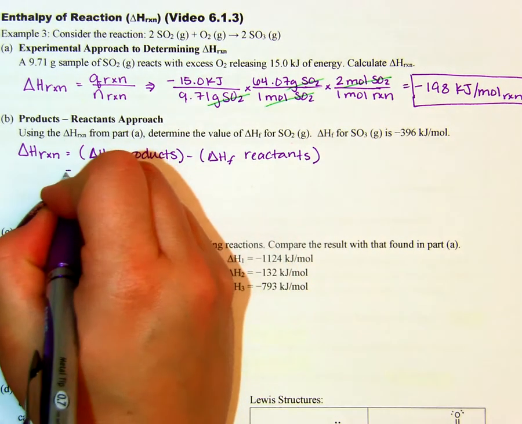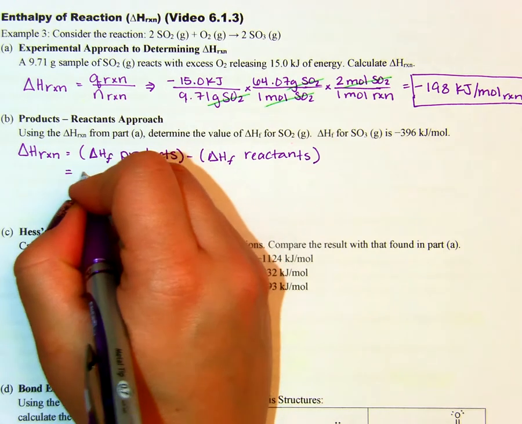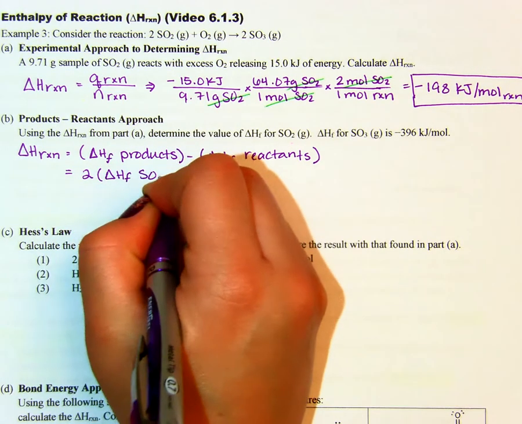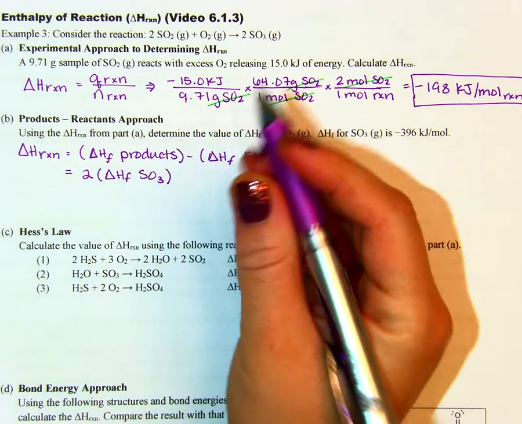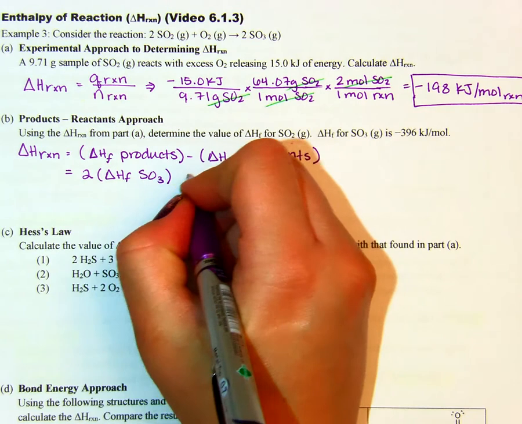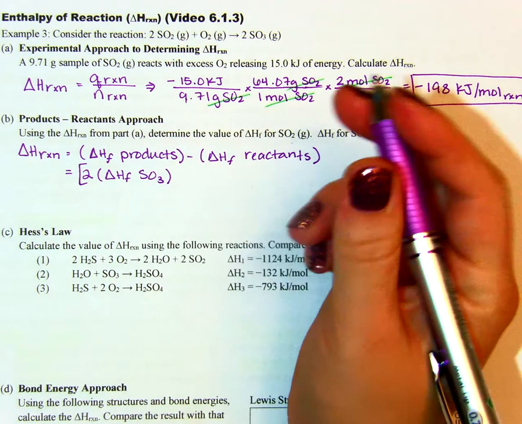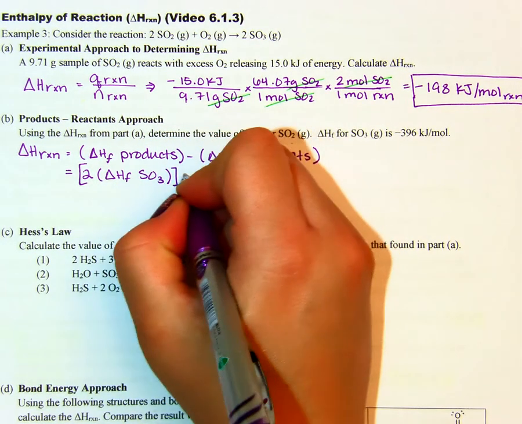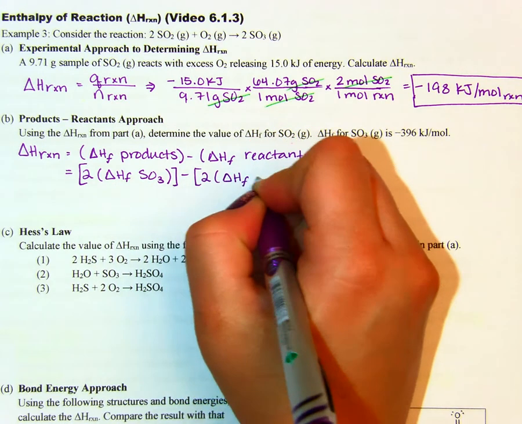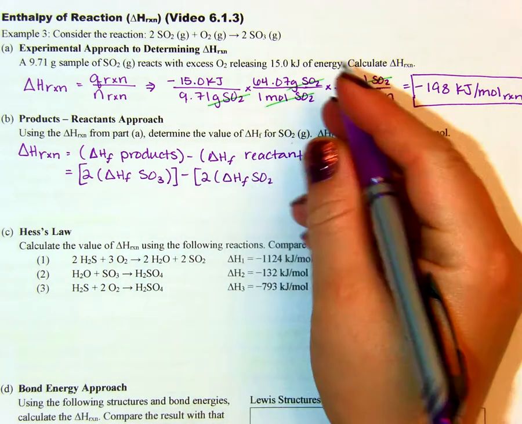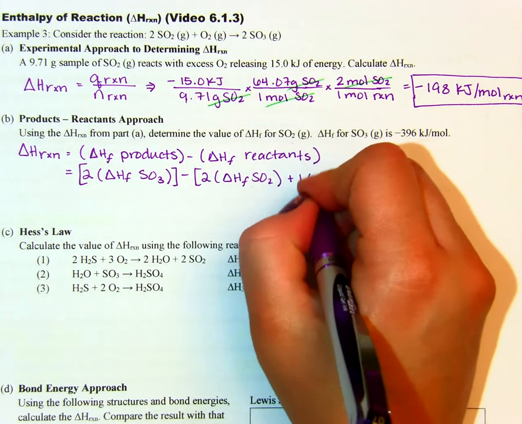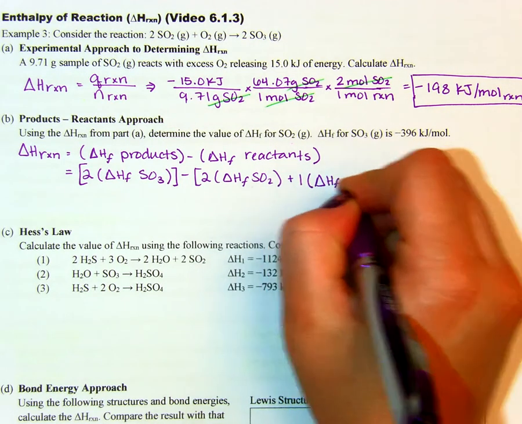Okay, plugging this in, we have 2 of our delta HF for our SO3, and I got that 2 from the balanced equation up here. That's our coefficient. Minus, let's put all this in brackets here so we can keep this straight, minus 2 times delta HF of SO2, so that's our reactant, plus 1 times delta HF of O2.